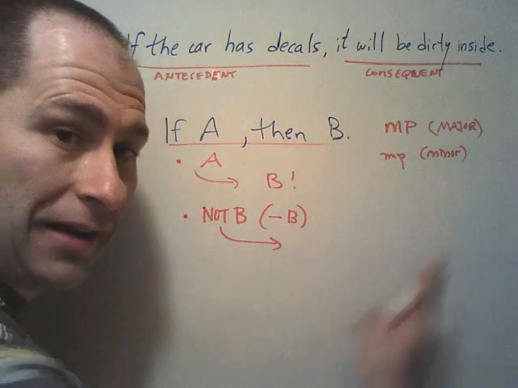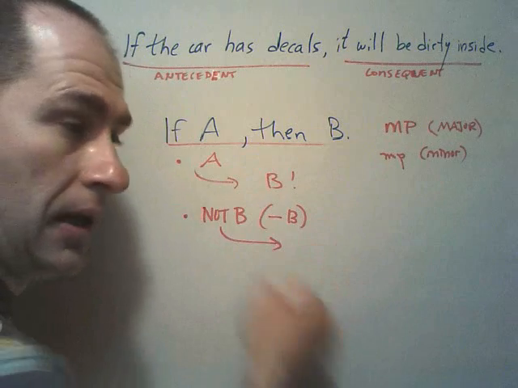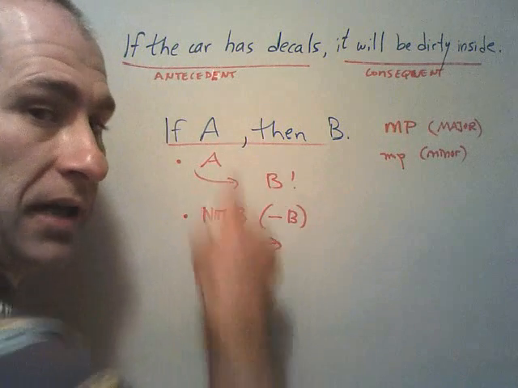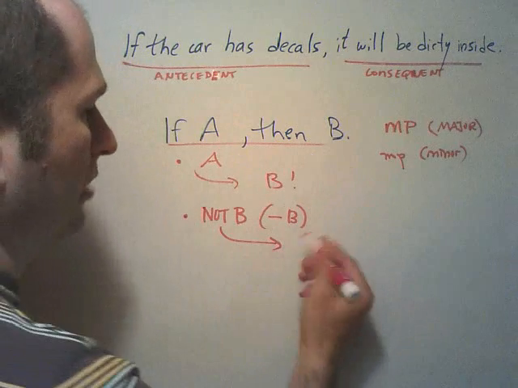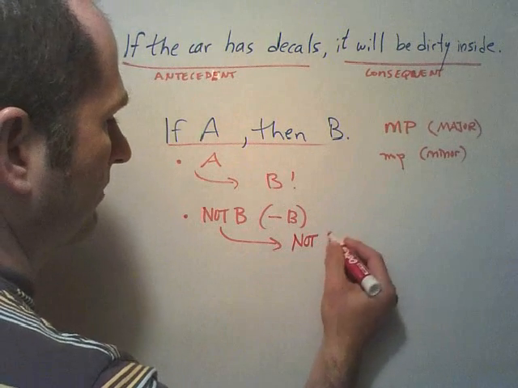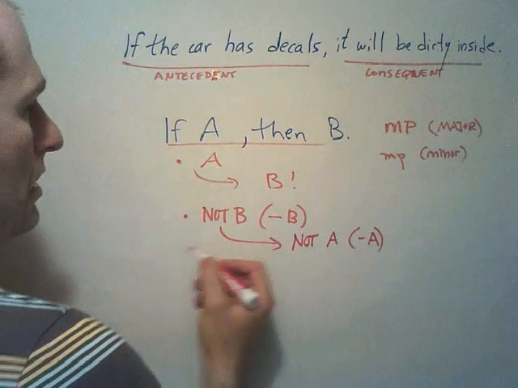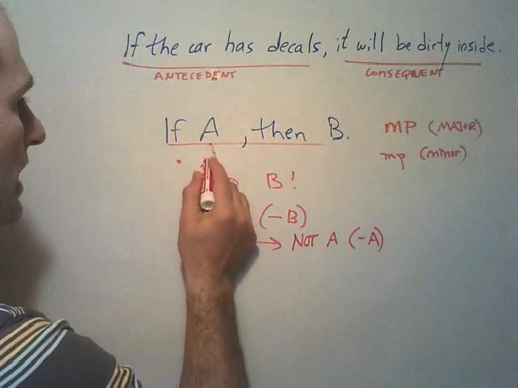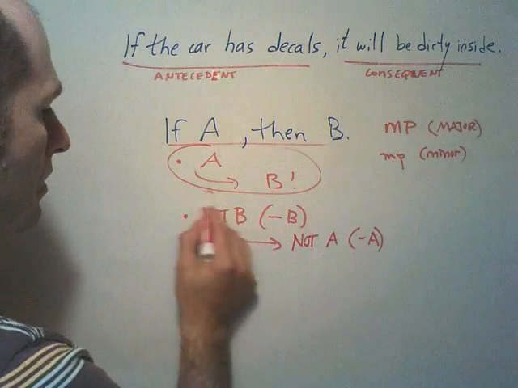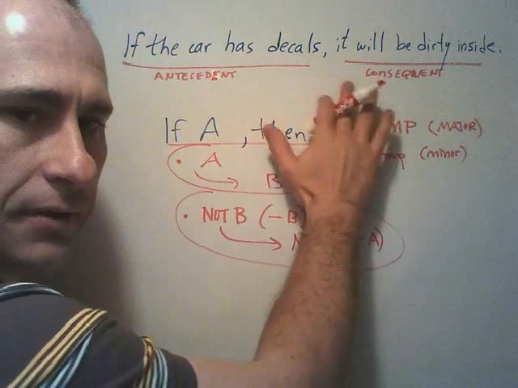I could go along like that for five minutes until it clicks, but that's really the proof right there. Not B. Okay, then not A, because if I had A, the statement says I'd have B, but I don't have B, so I can't have A. So the conclusion here is not A. These are the only two ways you can get a valid conclusion from this statement.